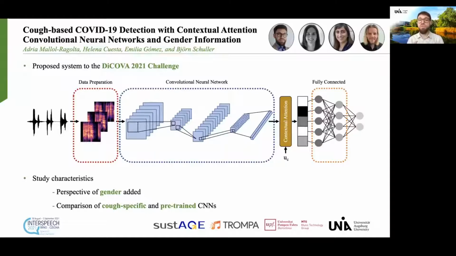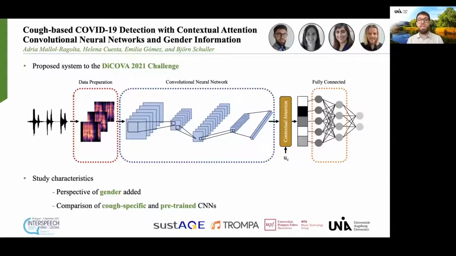In our system, we first computed the spectrogram representations of windowed versions of the input cough samples. These spectrograms are then fed into a convolutional neural network to extract deep learned representations. These representations are then transformed using a contextual attention mechanism, whose goal is to learn to highlight the most important features for the task at hand. These transformed representations are finally fed into two stacked fully connected layers to perform the final classification.